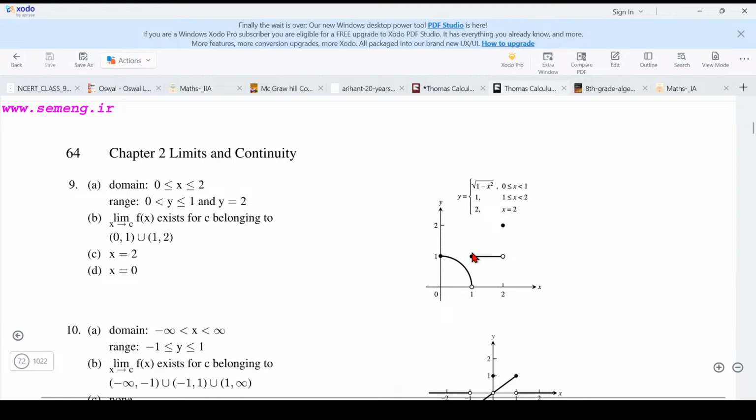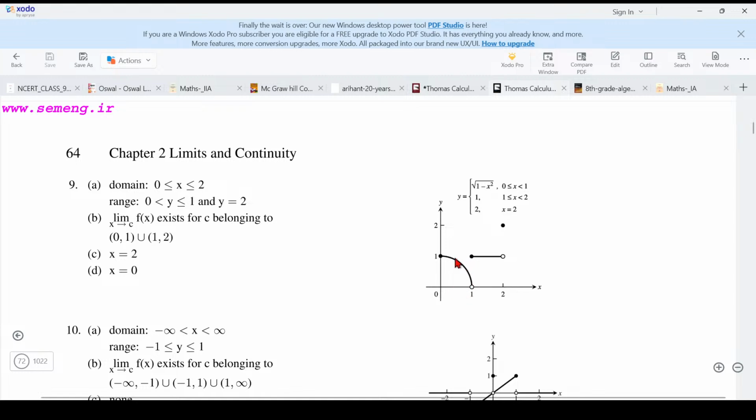You are getting this one, no? When you are approaching from the right hand side, what is the value you are approaching? 1. Aren't you approaching 1? Left hand side, you are approaching this one, right? 0. Okay, left hand side, the y is becoming 0. Right hand side, y is becoming 1. So does the limit exist then? No, because both are not equal. So at 1, the limit doesn't exist.